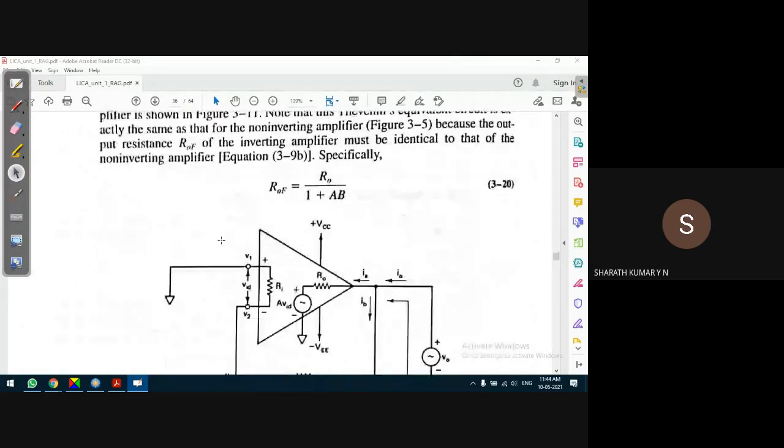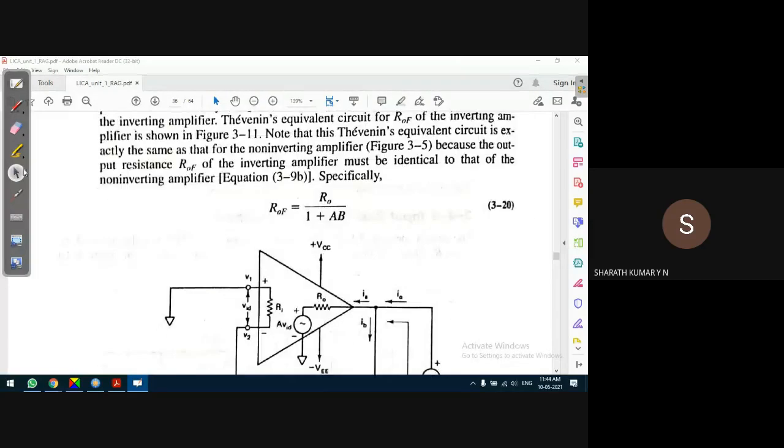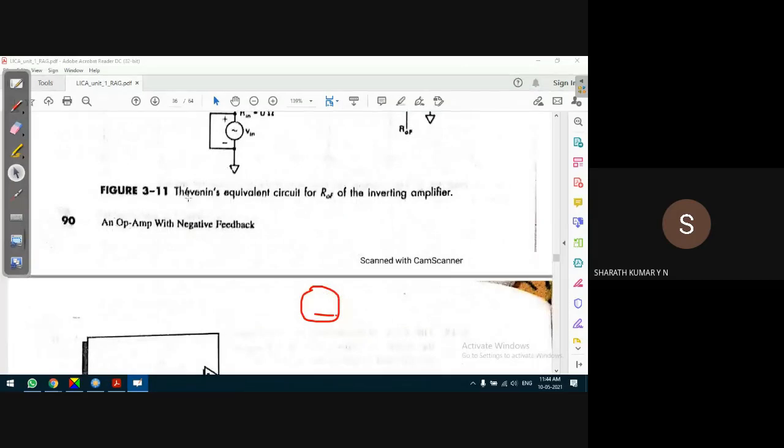Output resistance with feedback can be represented like this: ROF is equal to R0 divided by 1 plus AB, where R0 is the actual output resistance, A is the open loop gain of an op amp, and B is the feedback gain, the gain of the feedback network, which we saw last class.